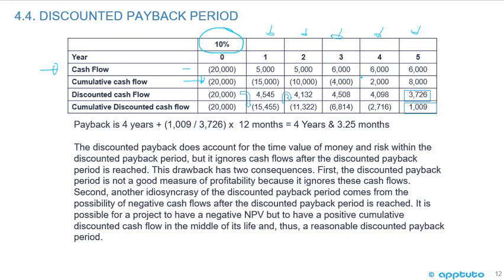So how do we calculate that? It was 2,000 divided by 6,000 times 12. That gives us 4 months. So it's 3 years and 4 months. Then finally finishing off, 2,000 plus 6 gives us our positive 8. So that was our cumulative cash flow, okay?